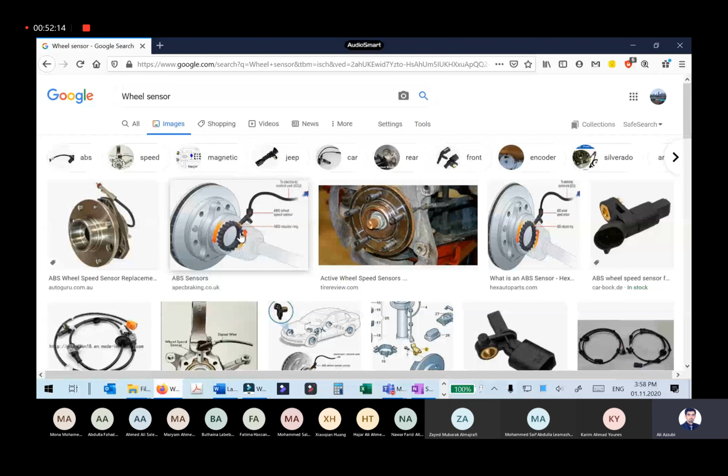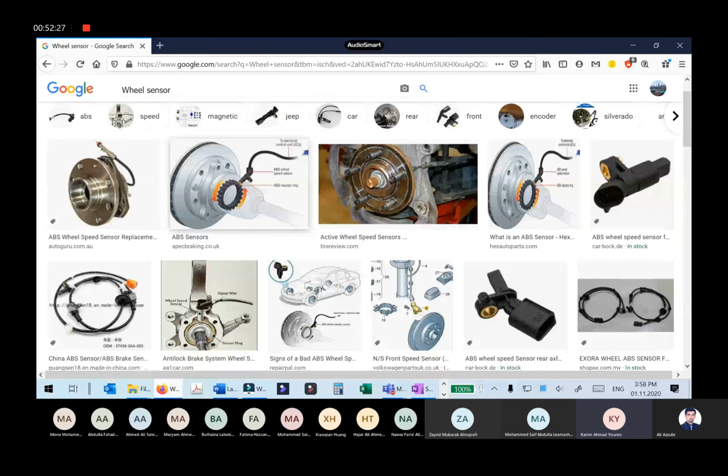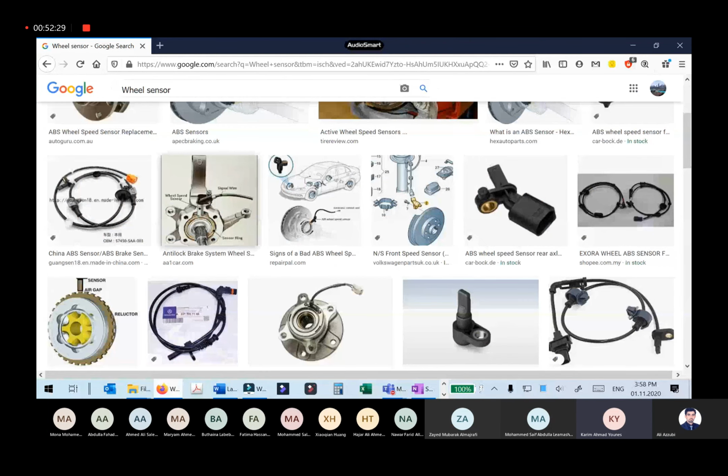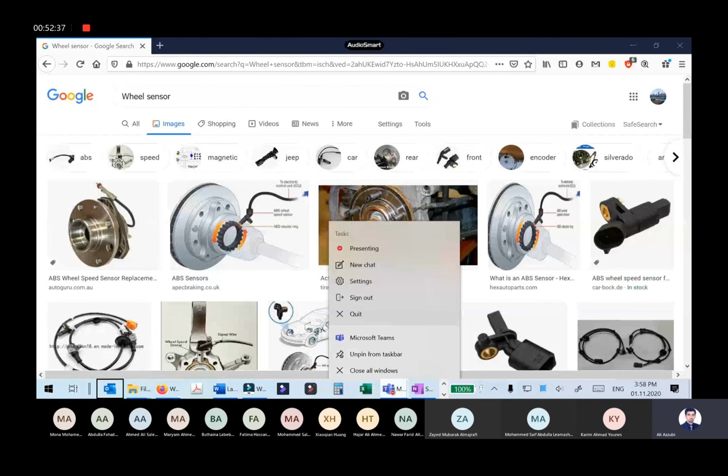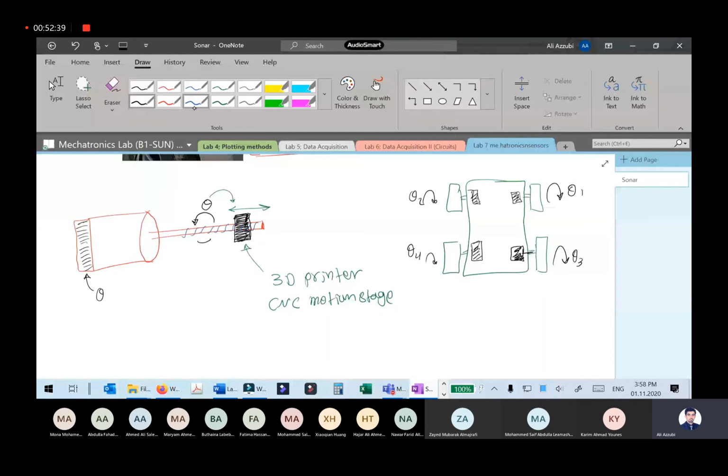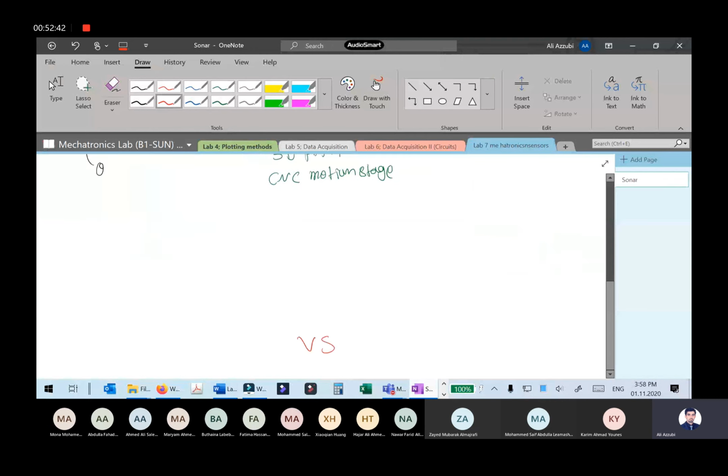Okay, so why do we need to measure, for example in cars, the speed of each wheel? Anybody has an idea? Because if they are not balanced or something. Okay, this is one aspect, but more importantly, because of... anybody heard about VSC? No, I have no idea what this is, honestly.